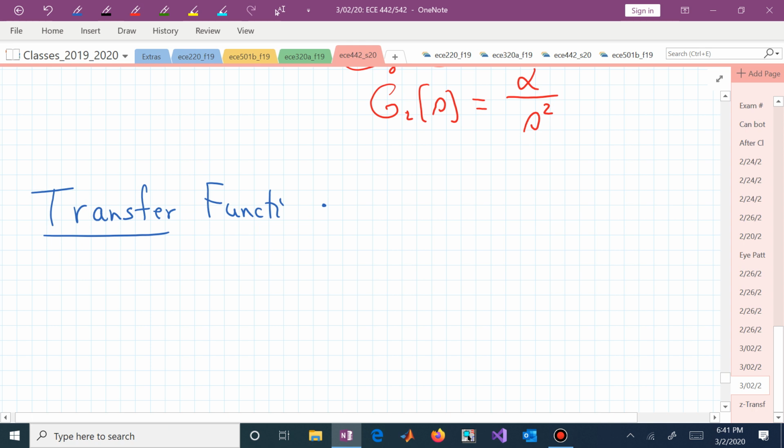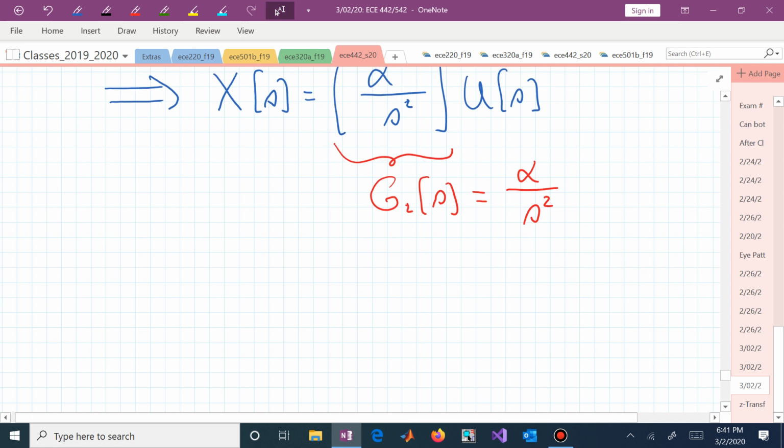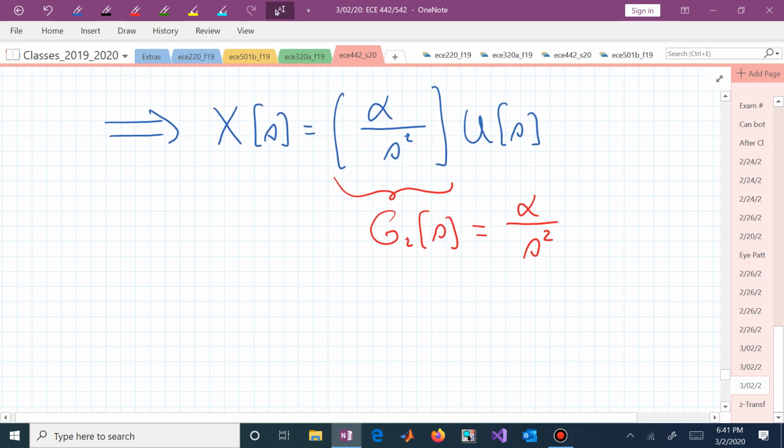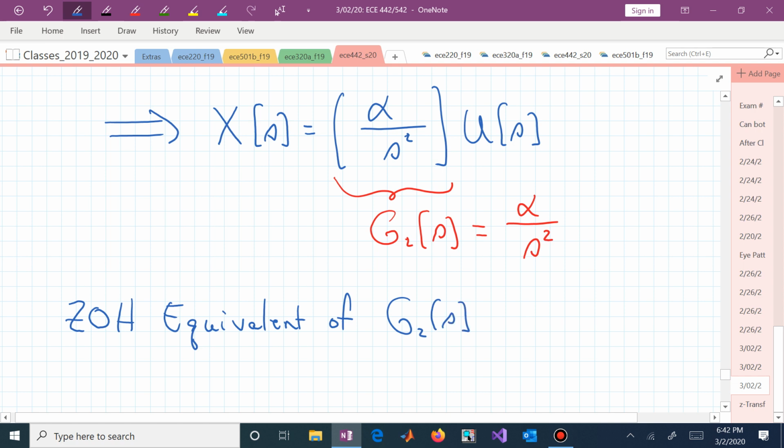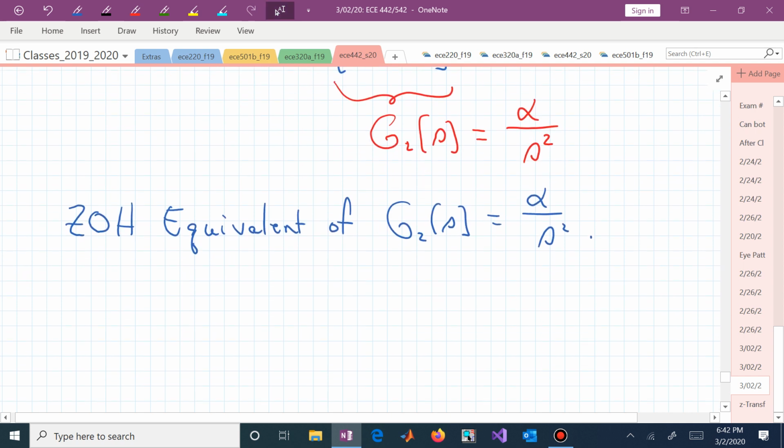Who knows why that's there? Let me get rid of that, because we just found it. We just found the transfer function. That's alpha over s squared. What's the zero order hold now? We want to find the zero order hold equivalent of G sub 2 of s, which really is just a double integrator. We're integrating twice. That's a pure mass system. We want to now zero order hold equivalent this G sub 2 of s.